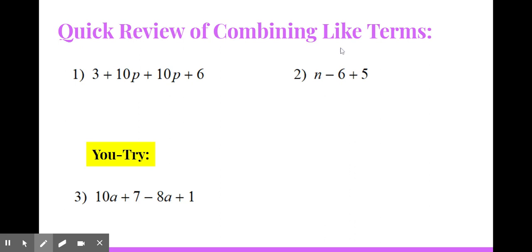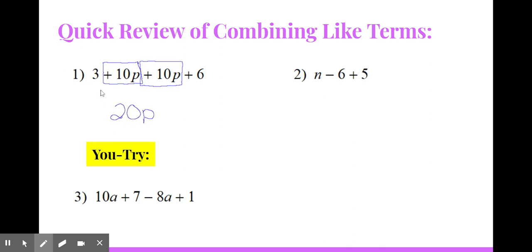In order to have like terms, they need to have the same variable or both be constants. So in problem number 1, this problem says 3 plus 10p plus 10p plus 6. In order for terms to be like terms, they need to have the same variable. So the variable is the letter. I have a positive 10p, and I also have another positive 10p. Because they both have a p attached, that means I can combine these two terms together. 10p plus 10p makes 20p.